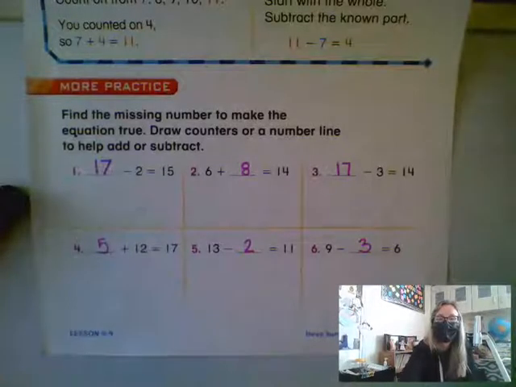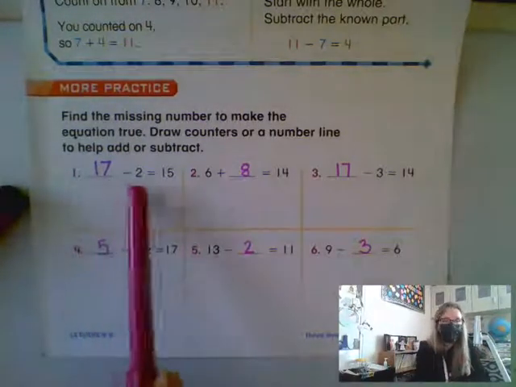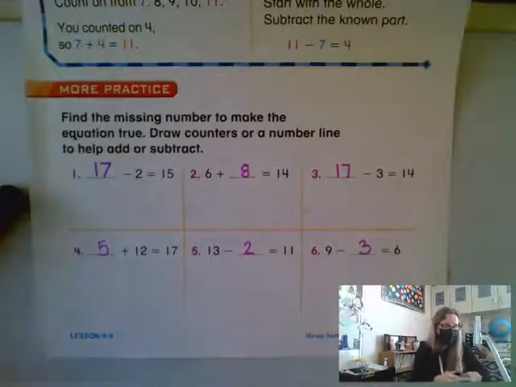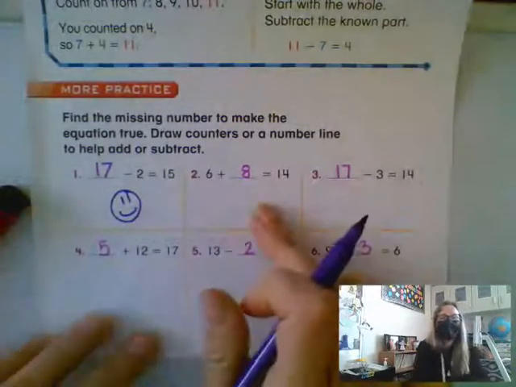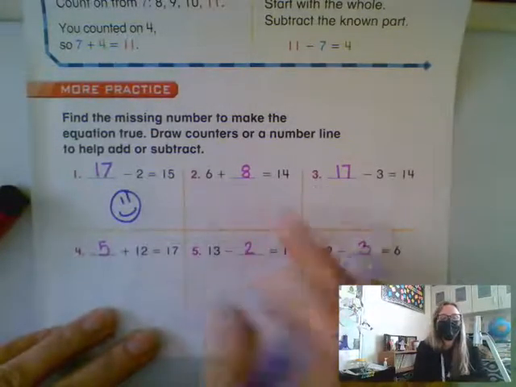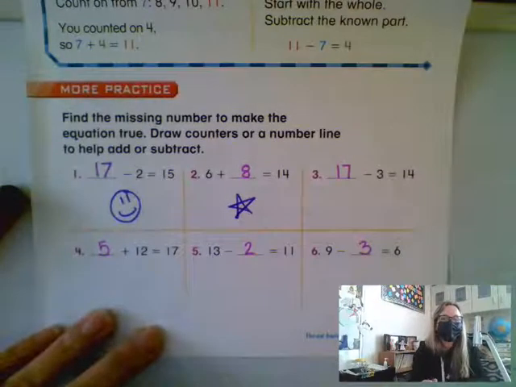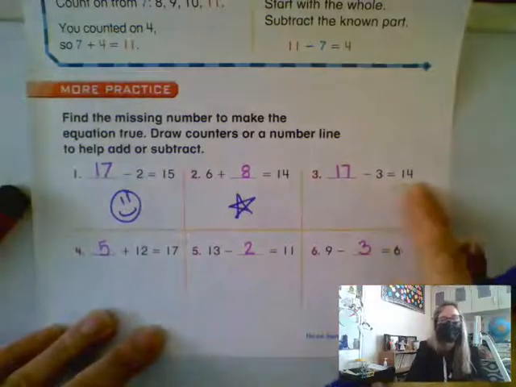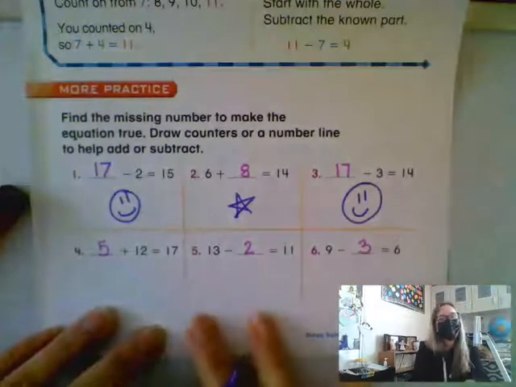Okay, friends at home, let's check our answers. For number 1, you should have 17 minus 2 equals 15. If you did have that, give yourself a smiley face. For number 2, you should have 6 plus 8 equals 14. If you did, give yourself a star. For number 3, you should have 17 minus 3 equals 14. If you did, give yourself a smiley face.